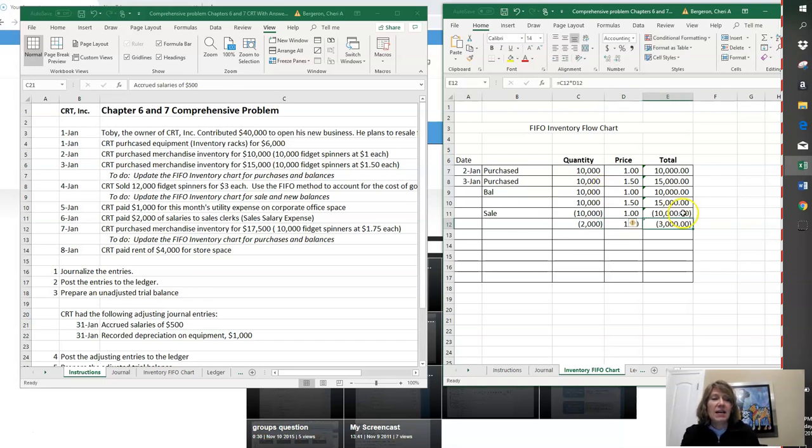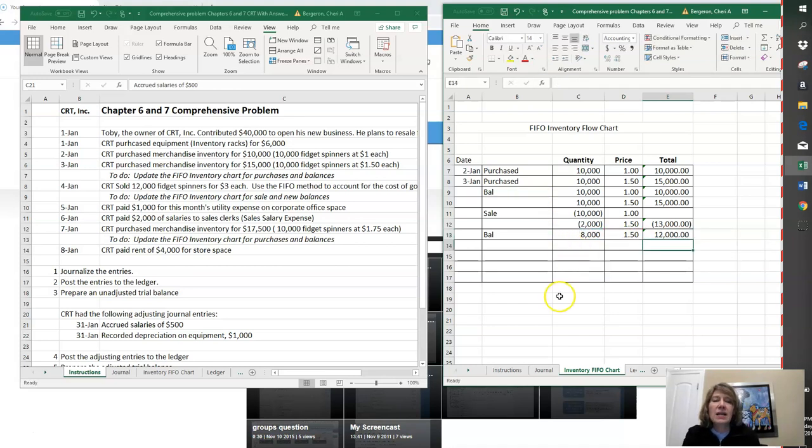So that's $3,000. Now, I've shown you that I actually don't want to show my total balance except on the last row. It just makes it easier to read. So I'm going to multiply across and then add and then multiply across. So I get the $13,000 right there. This is my sale. All right, I always do a balance after I do anything. So now my new balance is I don't have any left at 10,000 for $1, but I do have some of the $1.50 ones left. I had 10,000, I just sold 2,000. That means I have 8,000 left at $1.50, and that's my balance right now.